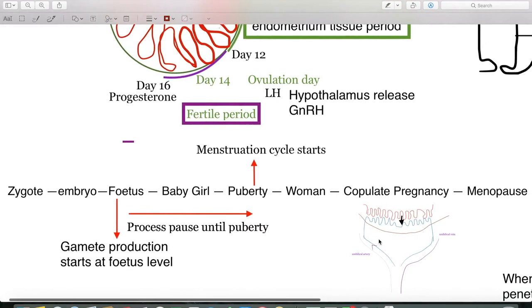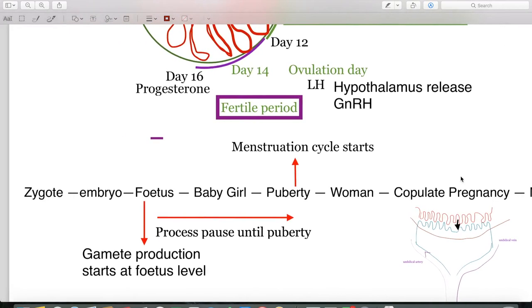When we look at this part here, what is this? This is a timeline of a female, showing how and when gamete production starts, when her puberty starts, and when her menstruation cycle starts. Every man and woman starts from the formation of a zygote. This is where it all begins: when the sperm cell's nucleus and the ovum cell's nucleus fuse, they form a zygote through the fertilization process. The zygote goes through mitosis to form an embryo, and the embryo goes through growth and development to produce a fetus.